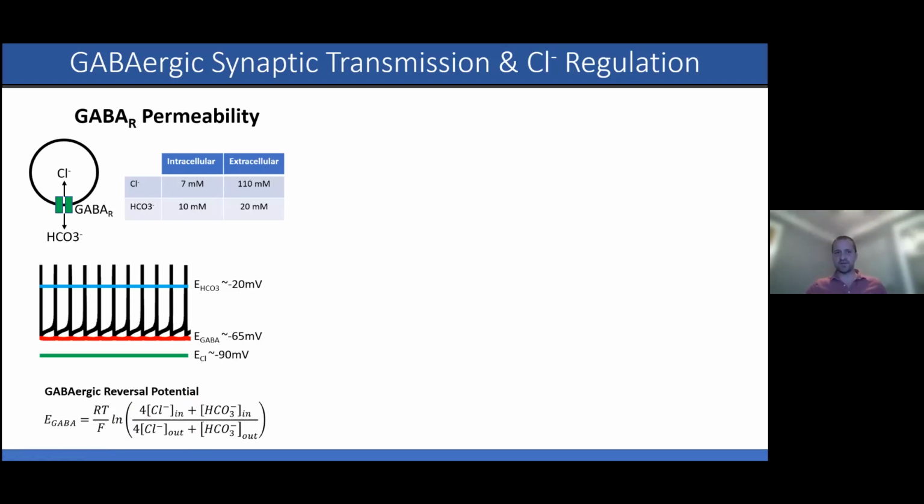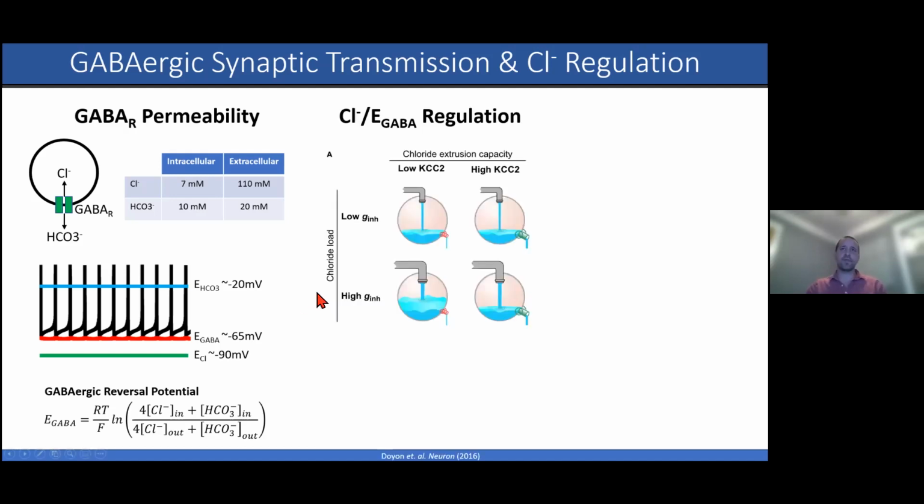All right, so what are the factors that regulate the intracellular chloride? So it's very simple. It's the balance of how much chloride comes in, the chloride load, versus how fast the cell can extrude chloride through the KCC2 pump.